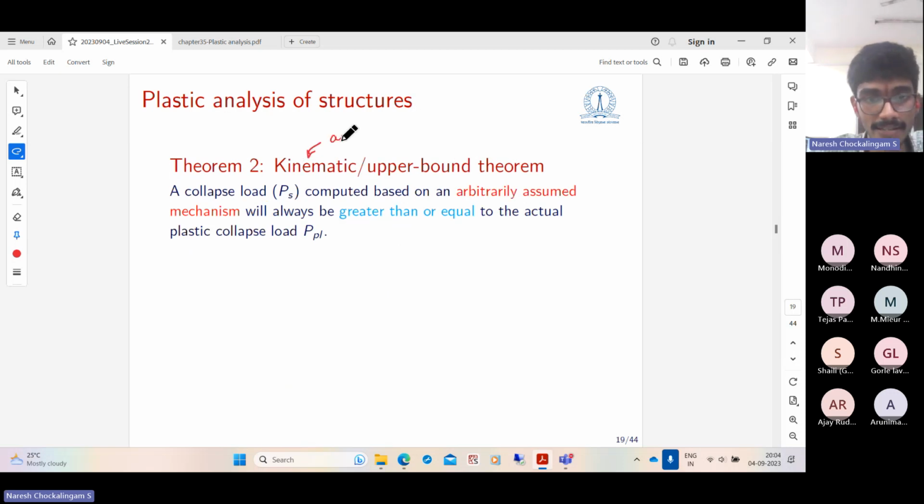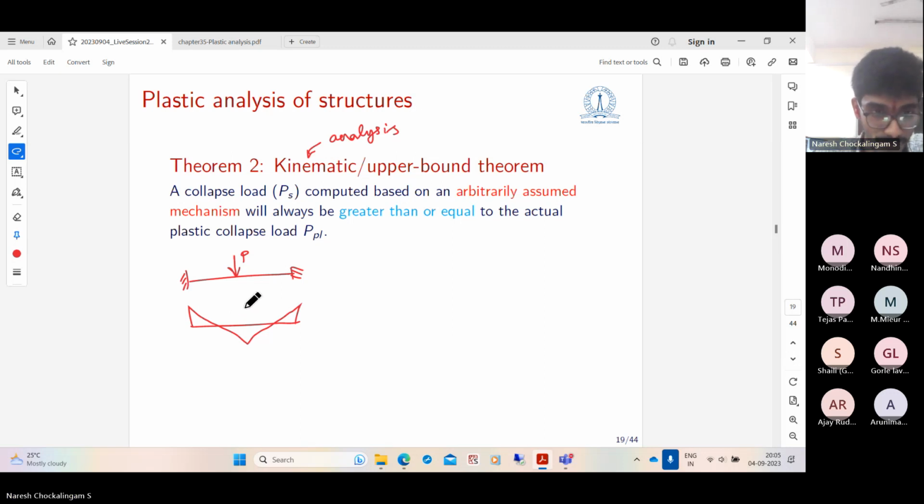The other extreme condition is kinematic analysis. This is also called theorem number 2. Here we assume that the structure has already formed a mechanism. Say you have a fixed beam and you subject it to a midpoint load. How do you analyze this? You know the bending moment diagram will look something like this. You don't need to worry about the actual magnitudes in a plastic analysis. That is the key thing.